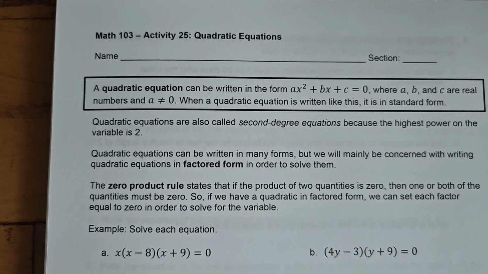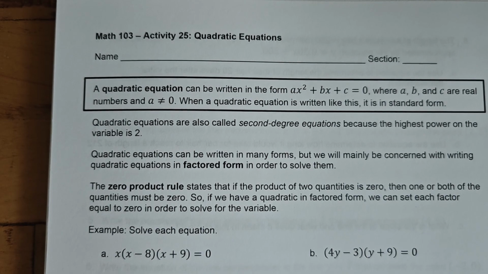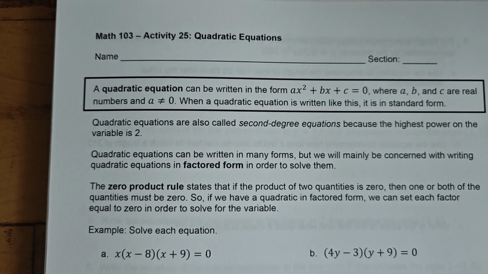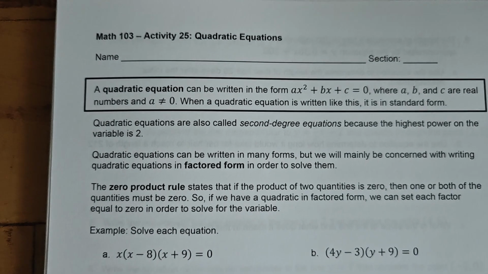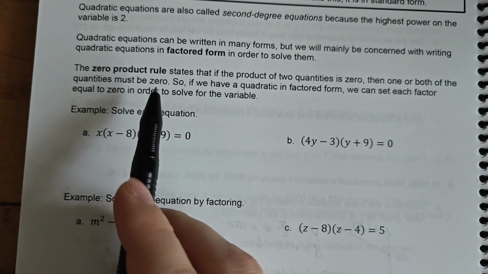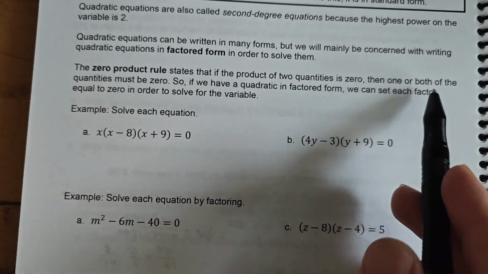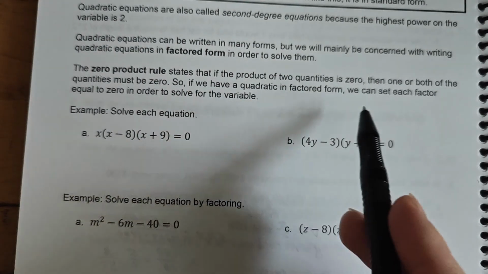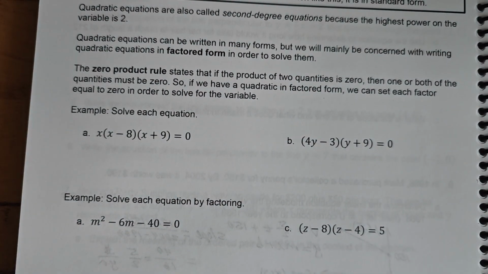From there we have activity 25, which is quadratic equations. Quadratic equations go back to activities 9 and 10, where we learned to factor quadratic equations first. To solve quadratic equations, the most important part is the zero product rule. The zero product rule states that if the product of two quantities is 0, then one or both of the quantities must be 0. So if you have a quadratic in factored form, you can just set each piece equal to 0 in order to solve for the variable.